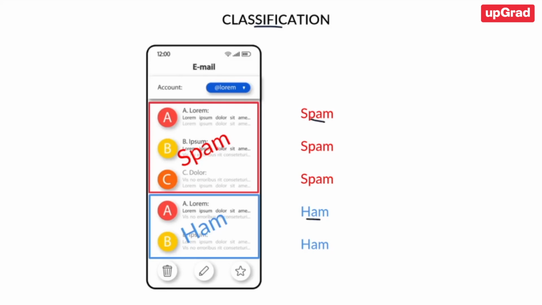For this, you would require a lot of data, that is, historical emails labeled as spam or ham. We will then use machine learning to develop a model such that, given a new unseen email, we can correctly predict whether it is spam or ham. Now, we have an idea about regression and classification. Let us discuss about clustering.